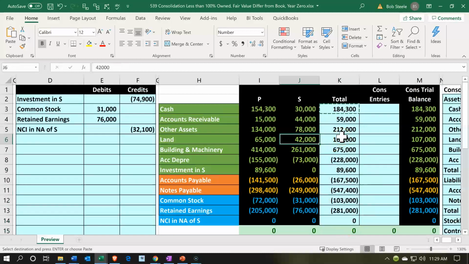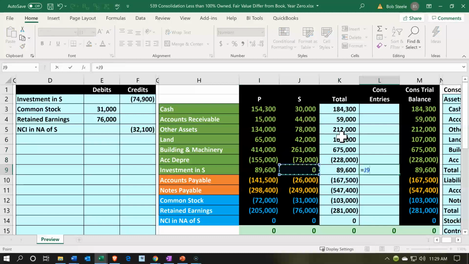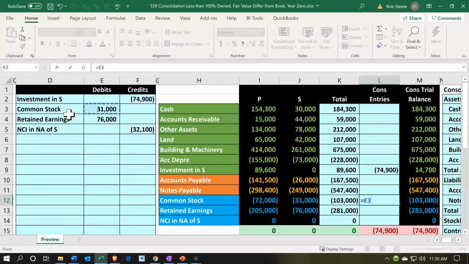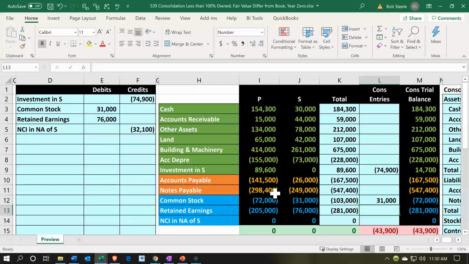So now we're in the investment. I'm in cell L9, equals, scrolling over to that 74,900. Now we're going to be taking a look at the common stock. So common stock down in L12 equals, scrolling over to that 31,000. And that, of course, brings down the 31 or S's portion.